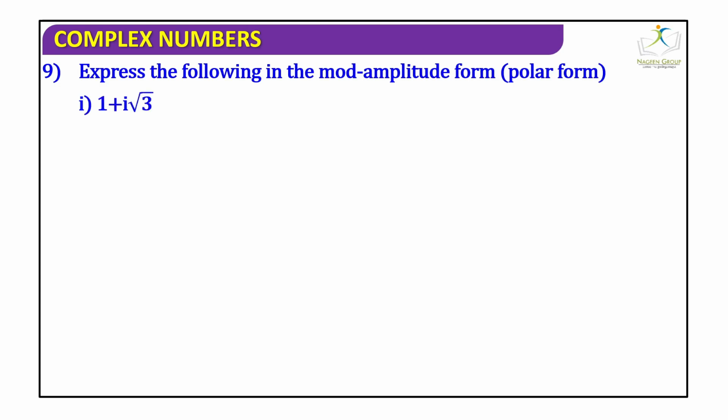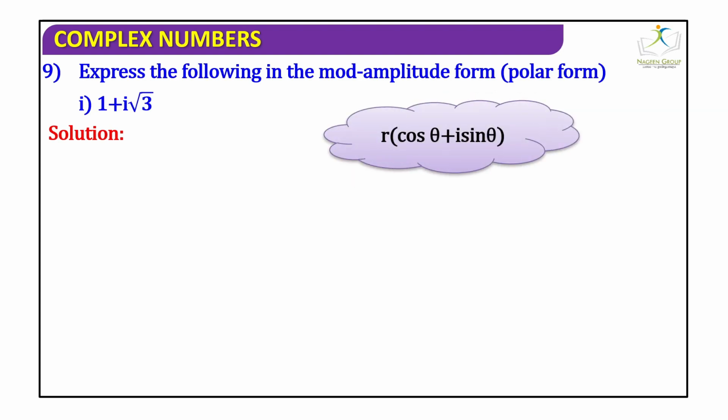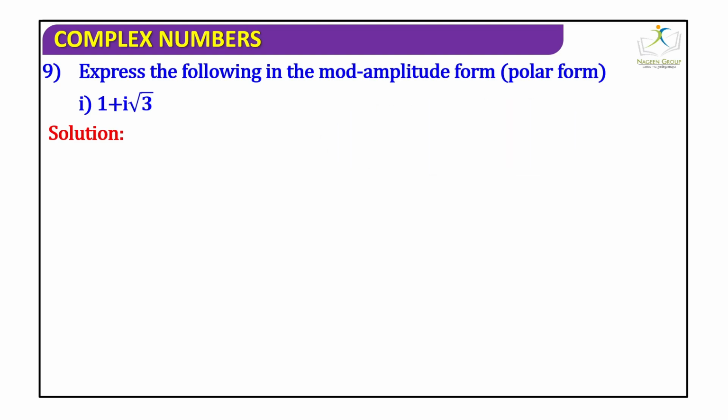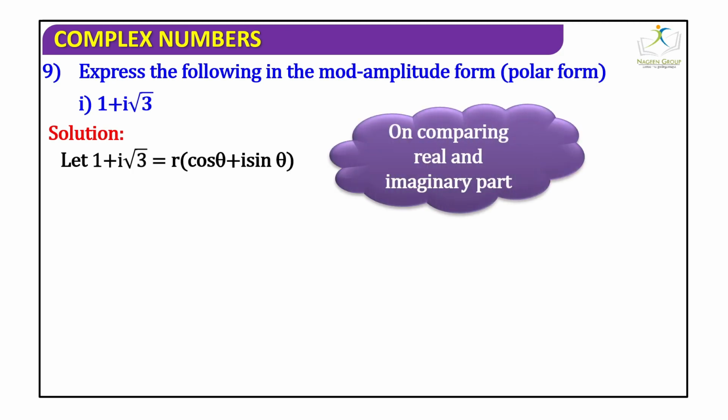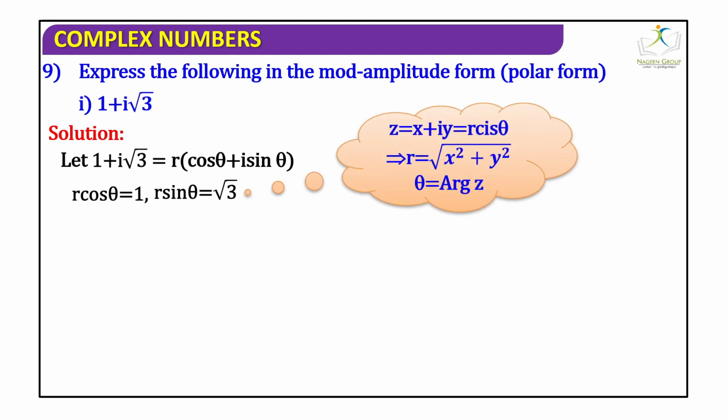Here we have 1 plus iota root 3, right? What is the solution of it? What is the modulus amplitude form of this? Z equal to x plus iota y. Here it is equal to r into cos theta plus iota sin theta. In this, we first take 1 plus iota root 3 equal to r into cos theta plus iota sin theta. On comparing real and imaginary part, we have r cos theta equal to 1 and r sin theta equal to root 3. Now, just divide it, right?